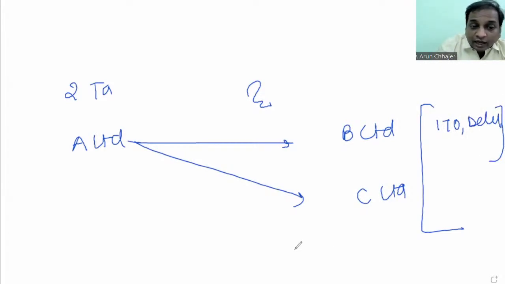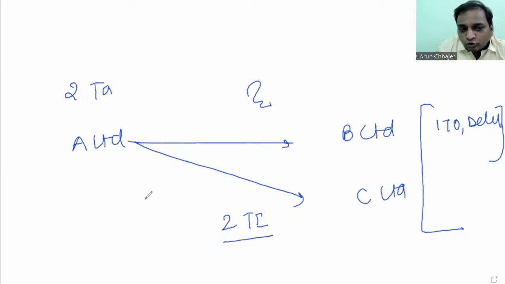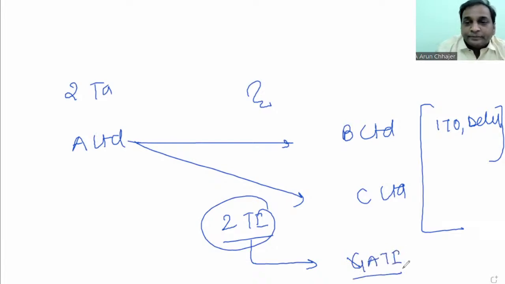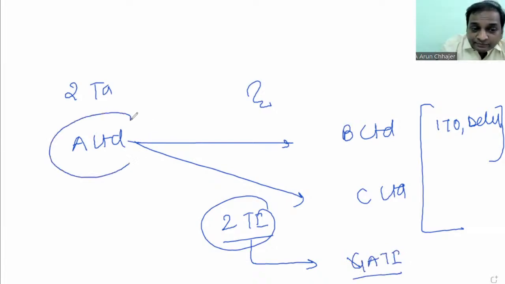Fine. Now there are two tax invoices. Both invoices and goods are handed over to the transporter, say Gati transporter. Please tell me, will A Limited generate one e-way bill or does he have to generate two e-way bills? Kindly confirm.